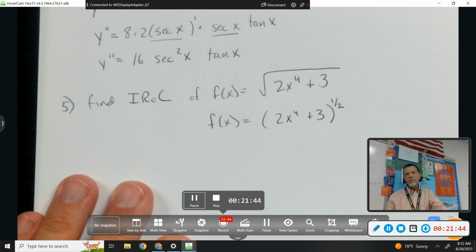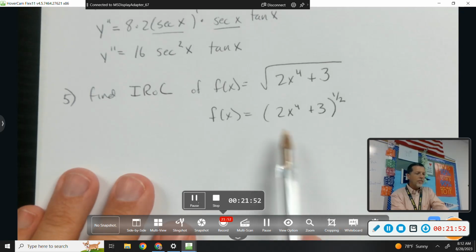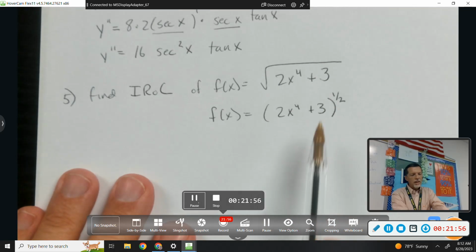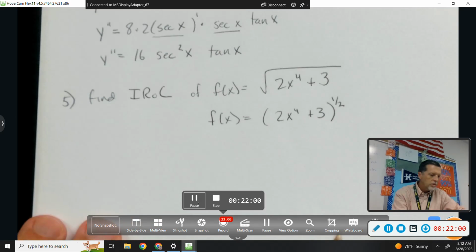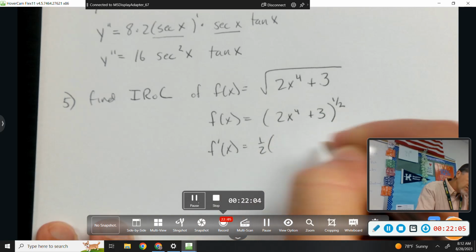I haven't done any calculus yet. I've got to know my algebra well. Now I'm ready to do a chain rule. So 1/2 times all of that to the negative 1/2, and then chained onto 8x cubed. But we got time to do that. So 1/2 out front, decrease the power by 1.